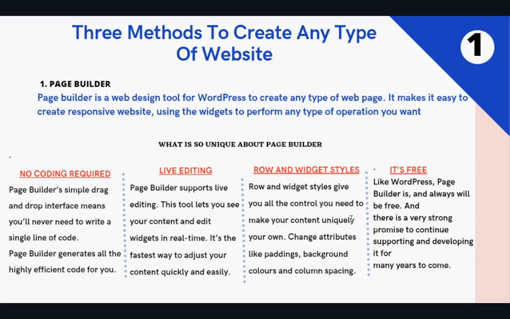The third section here is row and widget style. Row and widget style give you all the control you need to make your content uniquely your own, and change attributes like padding, background colors, and column spacing. I'm going to show you all this practically. We are going to walk through all this together. So I would like you to take your time, because this course is going to reveal many things to you.